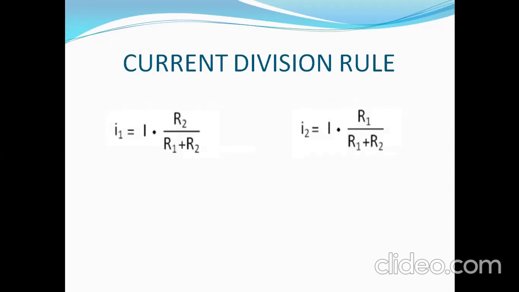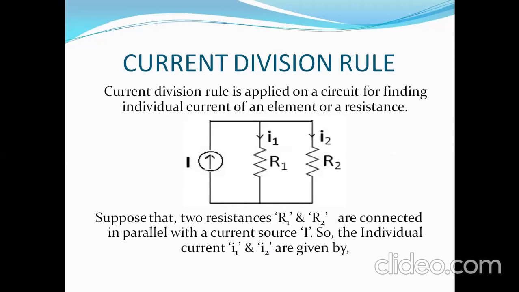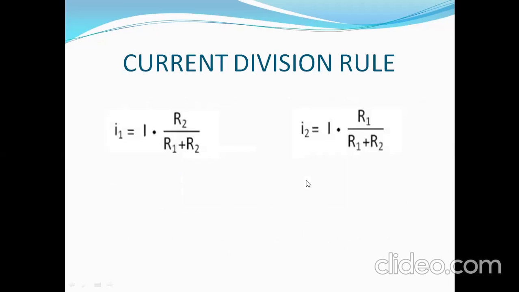So here the formula is I1 equals I, the source current, into R2 by R1 plus R2. But what is R2? R2 is the opposite resistance. Look here, I1 is flowing through R1, so the opposite resistance is R2, through which I2 is flowing. So I1 equals source current into opposite resistance by total resistance R1 plus R2. So the equation is I1 equals I into R2 by R1 plus R2.